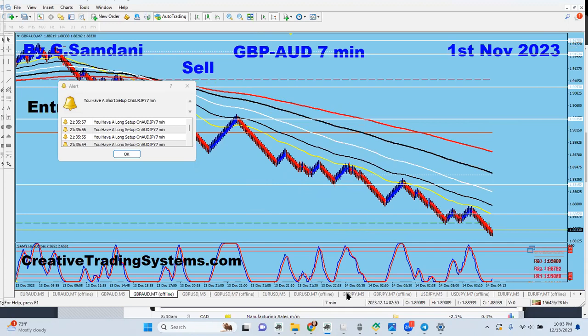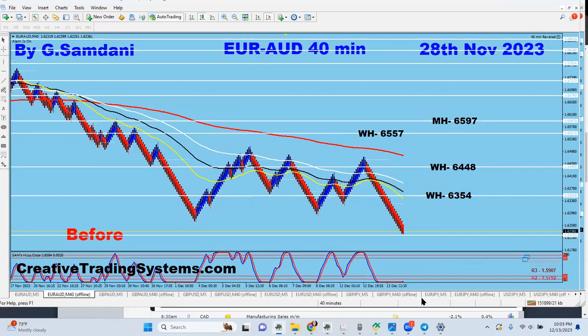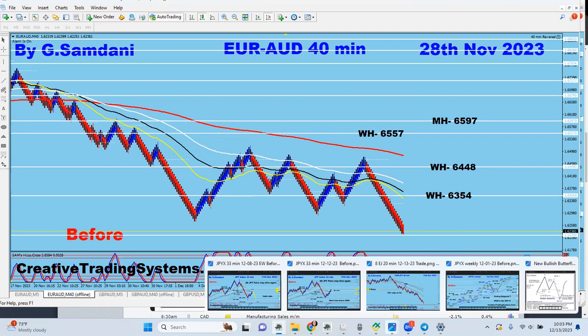But other setups were like pound yen, yen pairs, basically, yen pairs based on the yen index charts. Let me show you the yen index chart that I had.